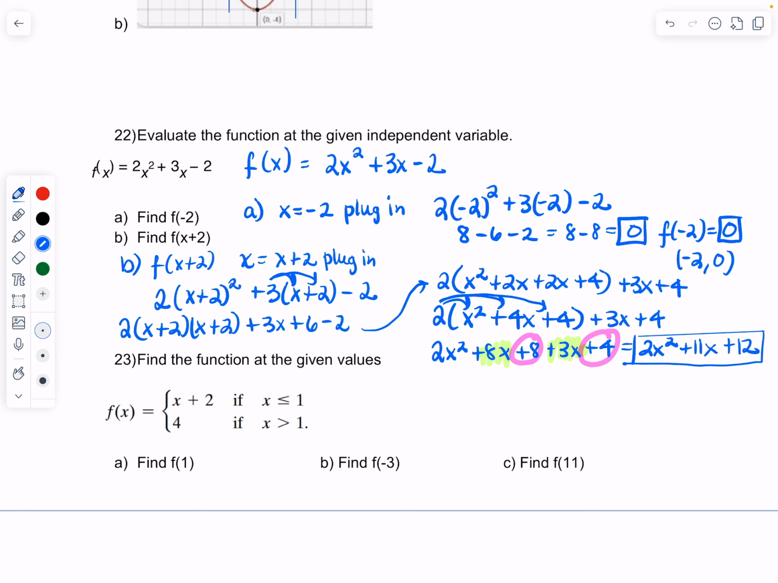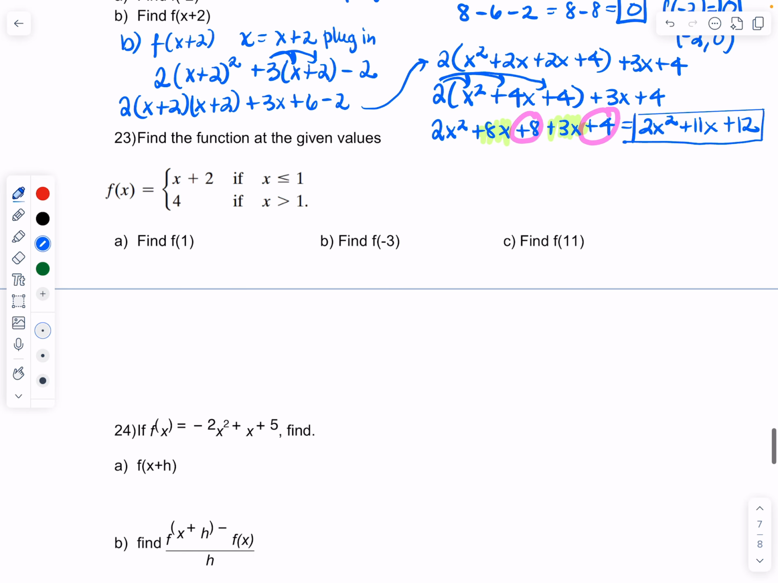All right, let's go ahead and look at 23. Find the function at the given values. Now we have a piecewise function. So f of x equals x plus 2 when x is less than or equal to 1, and f of x equals 4 if x is greater than 1. So part A, find f at 1.